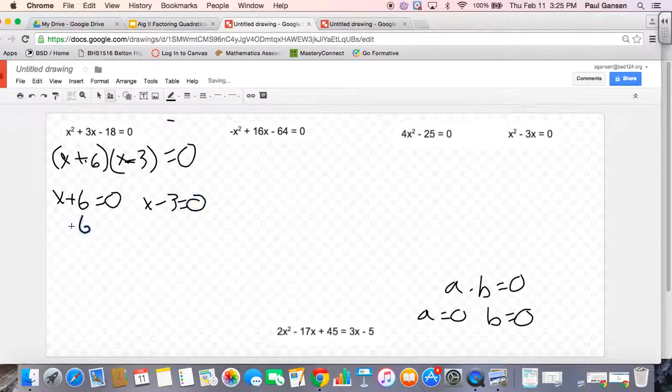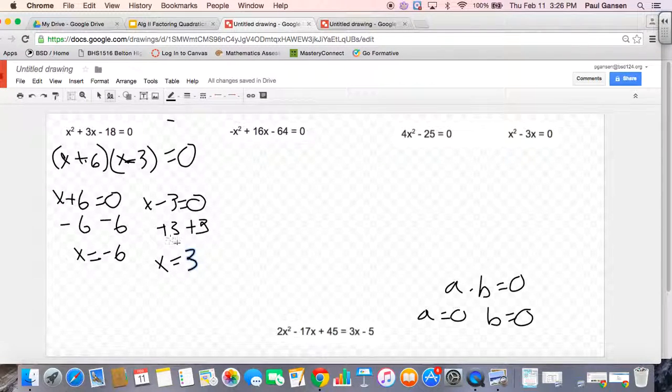I'm going to subtract 6 on both sides. Being in Algebra 2, this is something that shouldn't give us too much trouble. And here I'm going to add 3 to both sides. x equals 0. Oops, sorry, I got that last part wrong. x equals 3. There we go.